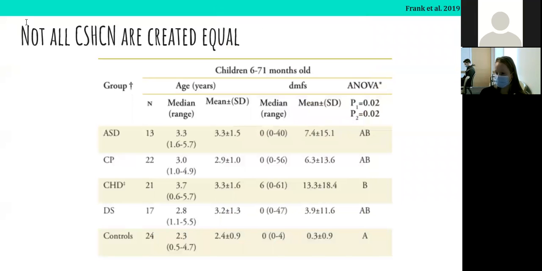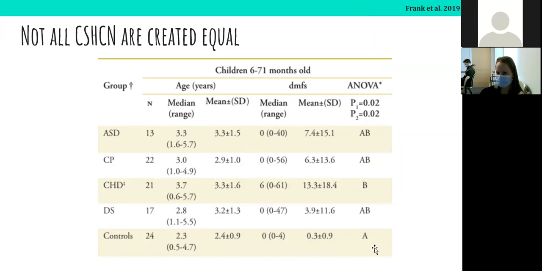However, when they compared these different diagnoses to each other and to controls, they found that only one diagnosis stood out as having more significant active dental disease compared to the control group, and that was congenital heart disease. And this I found interesting. I found a Canadian study that actually tried to figure out why this is.